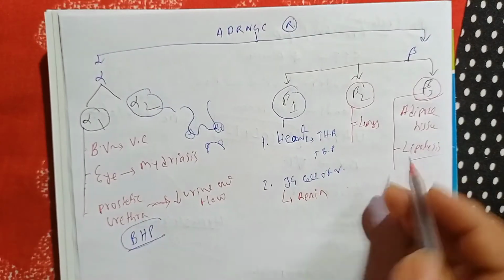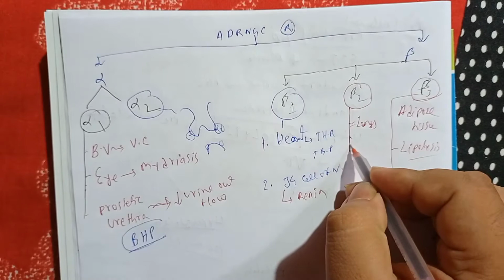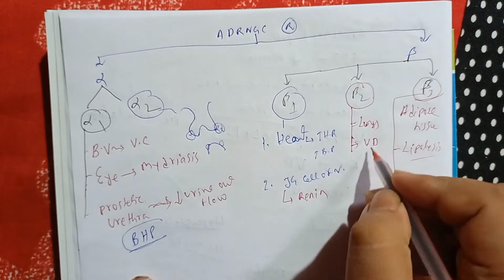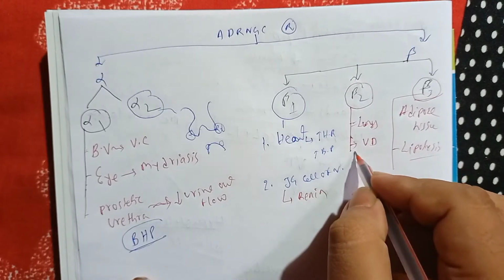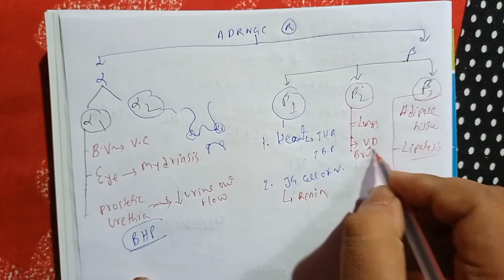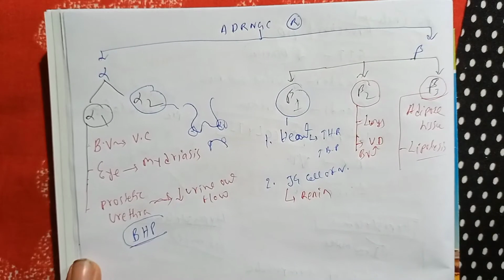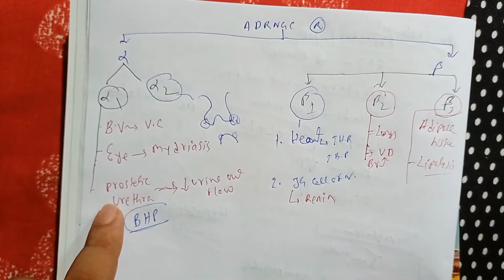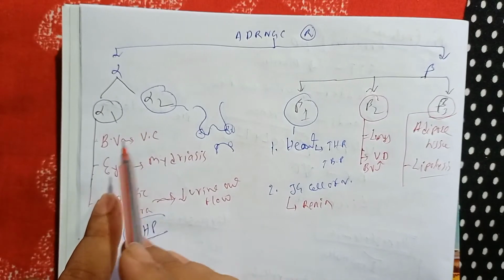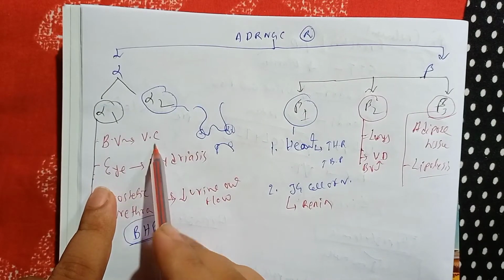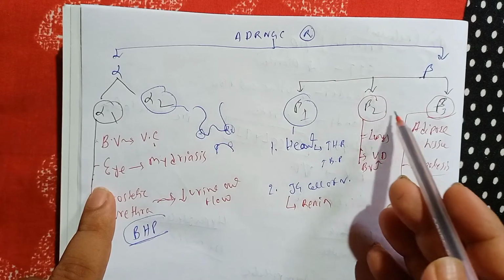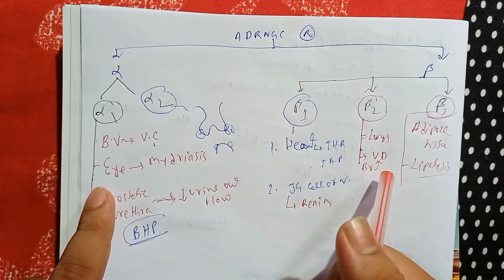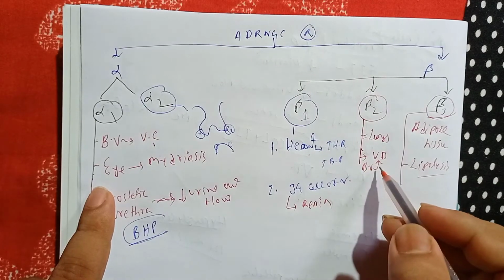And one more thing regarding the beta 2: they have the function of vasodilation. They are also present within the blood vessels, and within the blood vessels their main function is to cause vasodilation. Now, in the case of alpha, the alpha receptors are also present within the blood vessels, but they cause vasoconstriction. The beta 2 receptors are also present within the blood vessels, but they cause vasodilation.